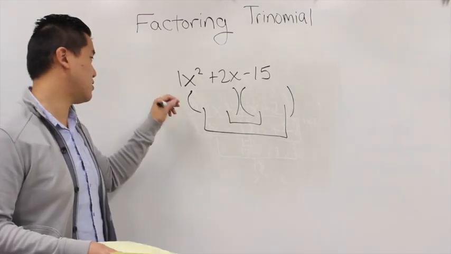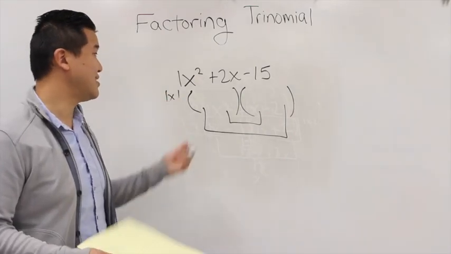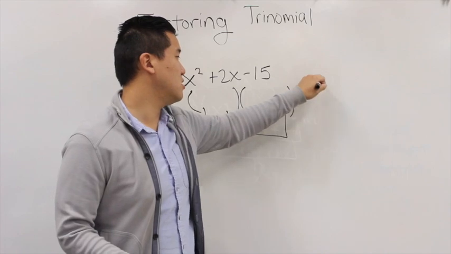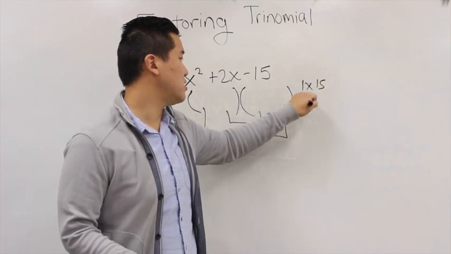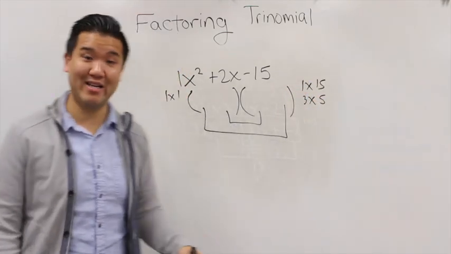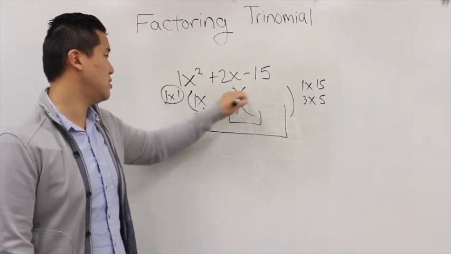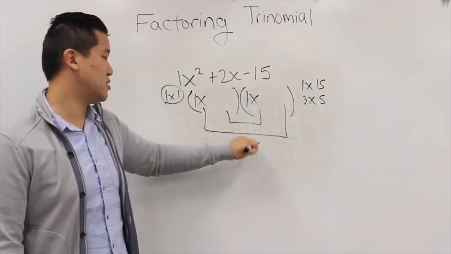Alright, let's try this. Factors of 1 is 1 times 1. That's it. Factors of 15: 1 times 15, 3 times 5. There's only 2 of them, so that's nice. We know this one has to be it, and make sure it has to add up to 2x.